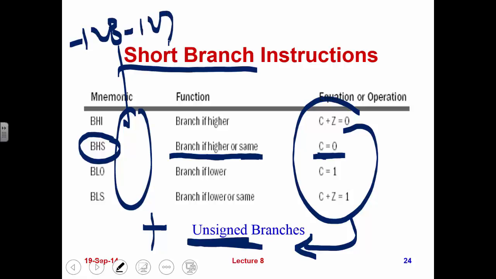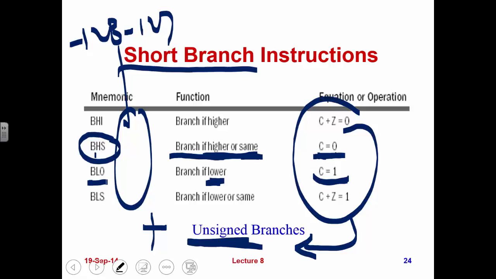So BHS means branch if higher or the same. When you compare two numbers, as mentioned, you only do subtraction. If higher, then we don't borrow. C is equal to 0. Or when we do subtraction, if the result is 0, that means the same, and C definitely is 0. That's going to be branch BHS. Branch if lower: if not higher or the same, then it must be lower. That's going to make C to be 1. That's where we use BLO. C is 1.